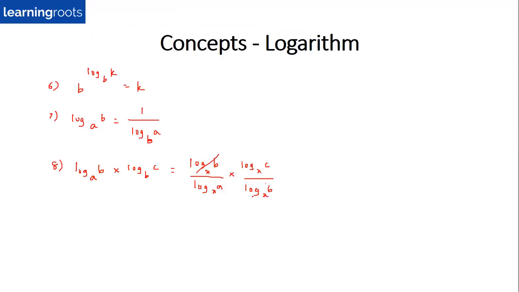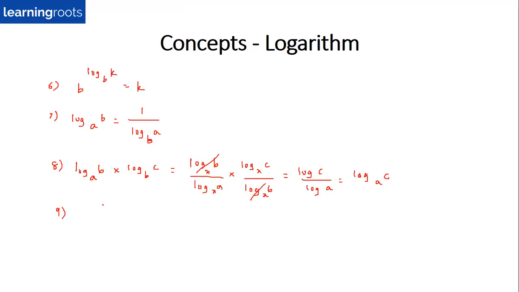So this and this will cancel out, which means that finally you can write this whole thing as log of c upon log of b. Or in other words, you can also write this as log of c to the base a. Because from what we discussed here, log of b to the base a can be written as log of b upon log a.